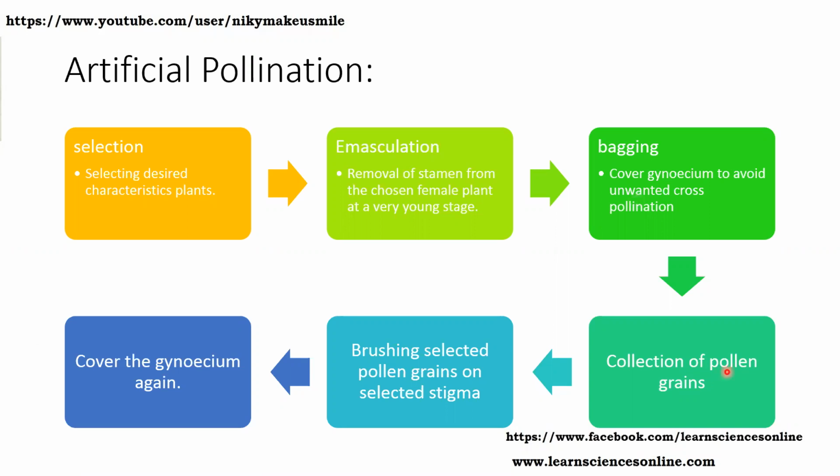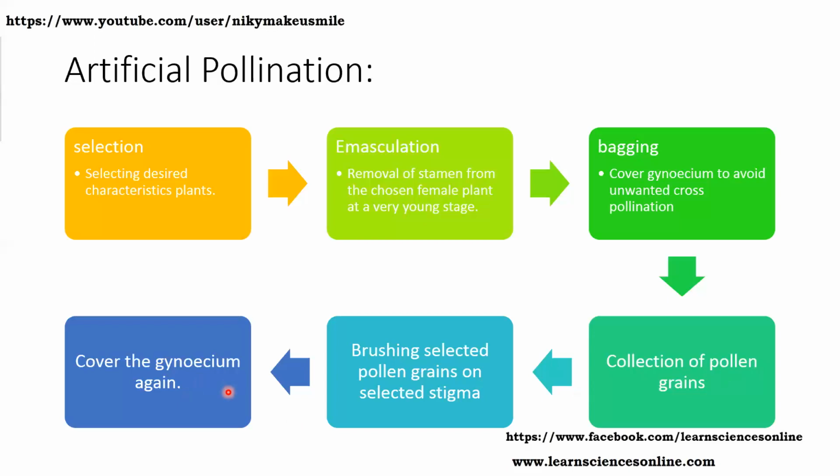Once the pollen grain of the desired male plant is matured, we can collect these pollen grains with the help of a brush and petri dish. Then brushing the selected pollen grains on the selected stigma. Once the pollen grains are collected, they can be sprinkled on the surface of the selected female plant and then we cover it again. Why do we need to cover the gynoecium again? So that again we avoid any cross pollination.